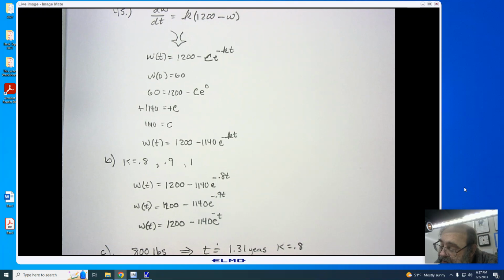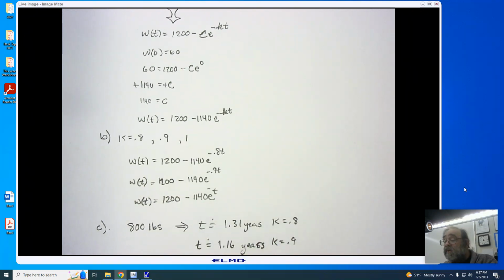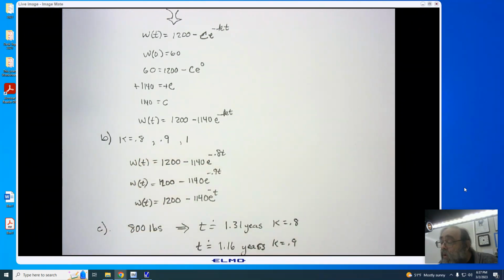We then find t is approximately 1.16 years. And this is when k is equal to 0.9. Notice how the time is slowly decreasing. t is approximately 1.05 years when k equals 1. And this is just plugging in k, subtracting 1200, dividing by negative 1140, which will make it a positive value. We then exponentiate both sides, and then we divide by the negative 0.8. This should give you t.